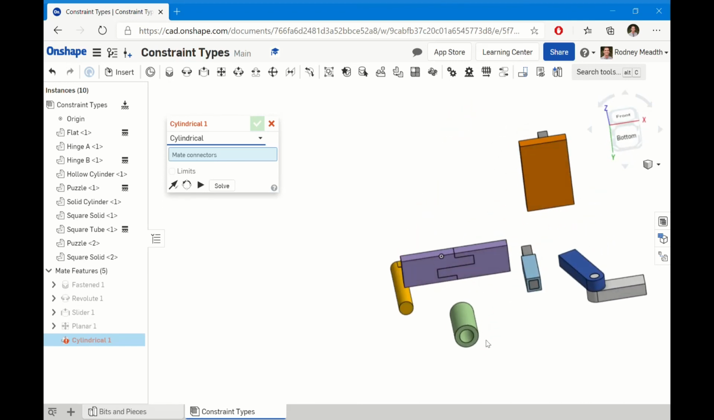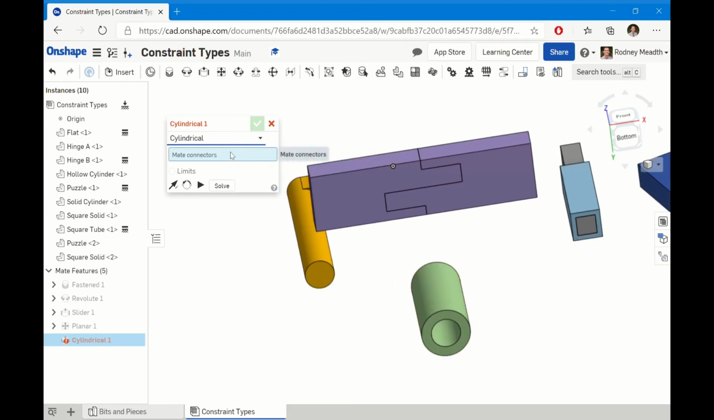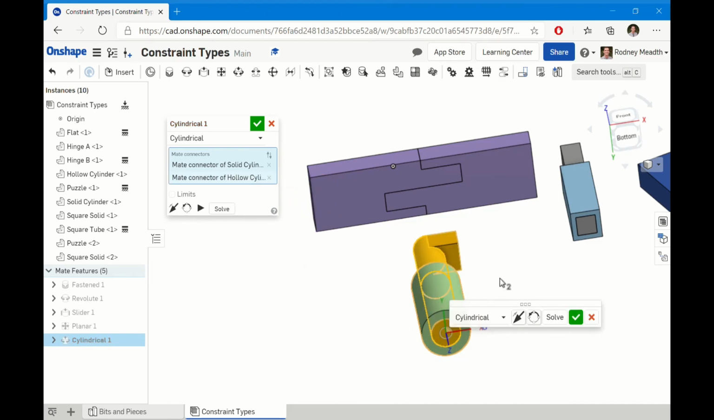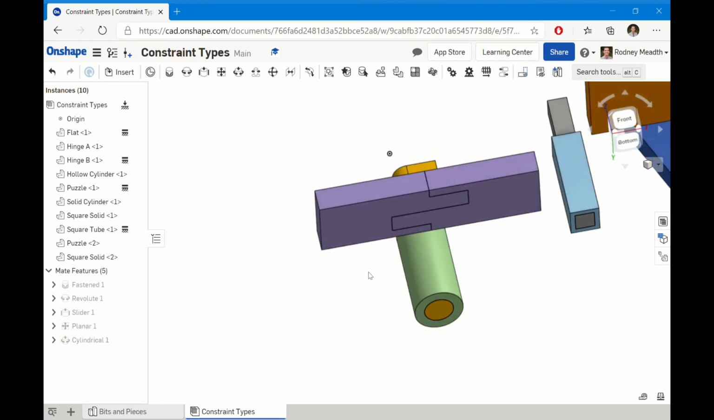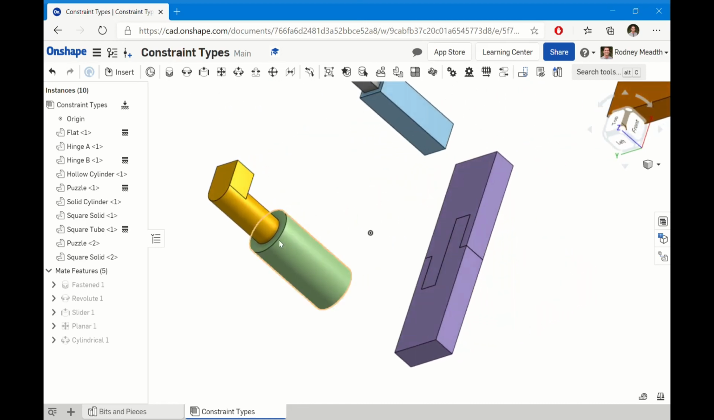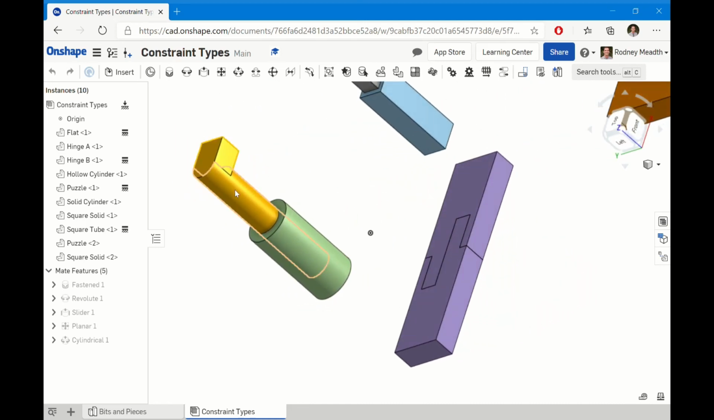So think about it. How many degrees of freedom would this have? How many of the 6 are constrained? Well, the answer is that only 2 are free and 4 are constrained. This piece can slide. Oh, hold on. Let's fix that. Hollow cylinder, fix. Okay, we can slide this up and down, but look at that. It also can twist around.